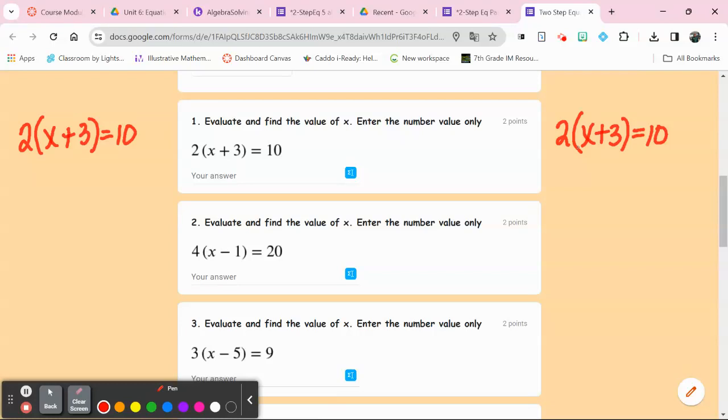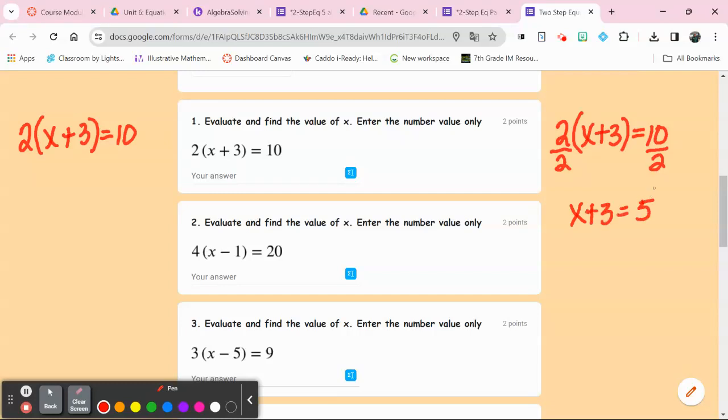Since it's multiply, you can divide first. This is the only kind of equation where you can divide first, if there are parentheses. So, I'm going to divide both sides by 2 to find out how much one group is. And one group of x plus 3 is equal to 5.